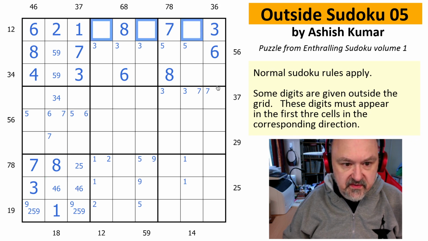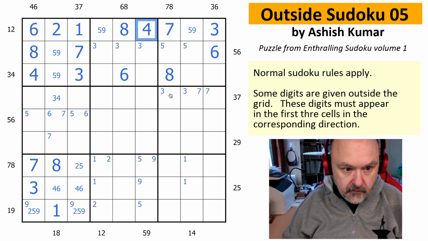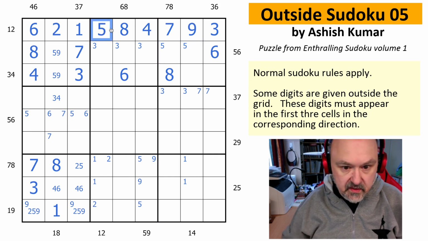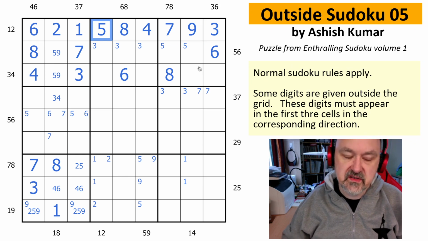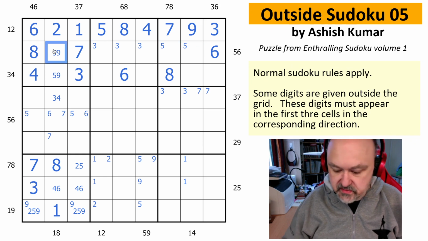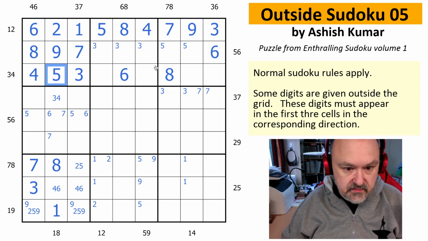Row 1 is fairly constrained. I need 4, 5 and 9. I can't put 5, 9 there, so that becomes the 4. And again, that's because 5 and 9 have to be down here, so they can't be up here. And 5 has to be in those two, so that becomes the 9, that becomes the 5. And this is why I like Outside Sudoku. It just teaches really good scanning. And I missed this one.